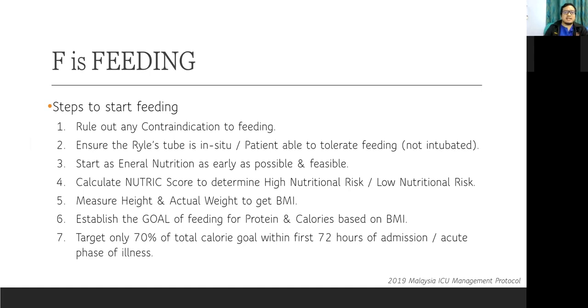You have to measure the height and actual weight to get the BMI. You have to establish the goal of feeding for protein and calories based on BMI. And then you have to remember, you have to target only 70% of the total calorie goal within the first 72 hours of admission or the acute phase of illness.